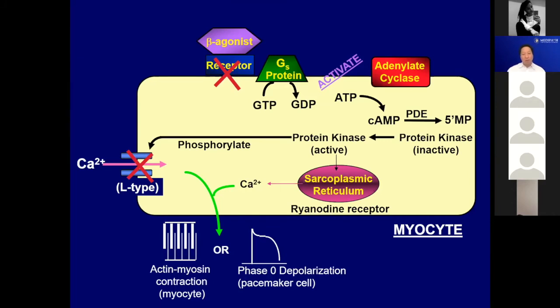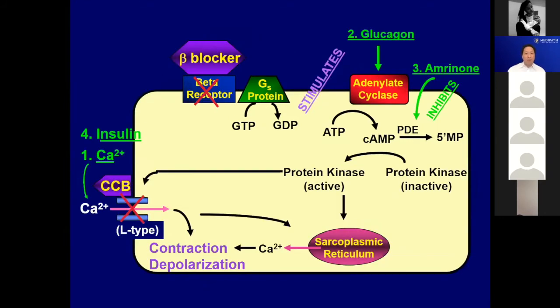So if you look at the physiology, this is how it works in the myocyte. You have a beta blocker that blocks the receptor, or you have a calcium channel blocker that blocks the calcium channel. All of that does is basically break up that cascade. Our end product is trying to get contraction of the myocyte, or some type of depolarization for a chronotropic effect. Next slide.